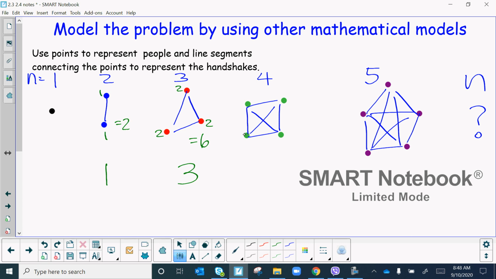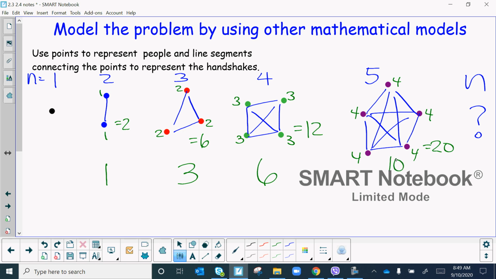This person did 3 handshakes. They did 3, they did 3, and they did 3, which is a total of 12. However, there were only 6 handshakes that took place. This person did 4 handshakes. Each person did 4 handshakes individually. That's one way to look at it. And so then we times that by 5, and 4 times 5 is 20 handshakes. However, there were only 10 handshakes that went through.